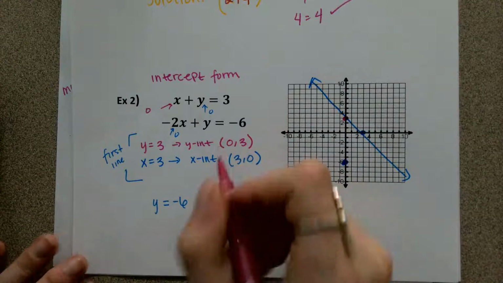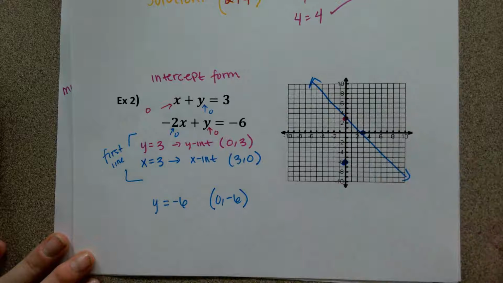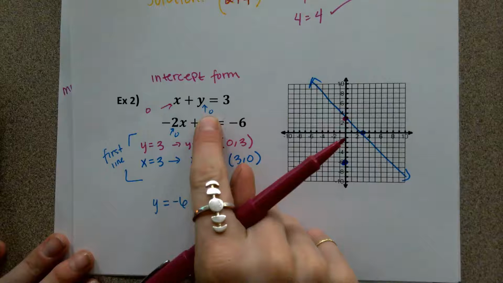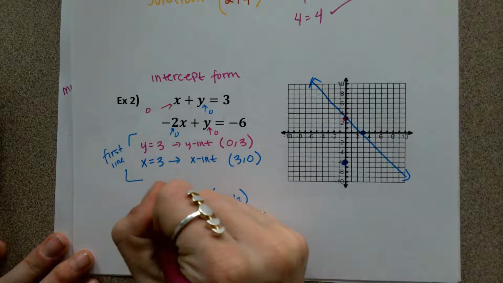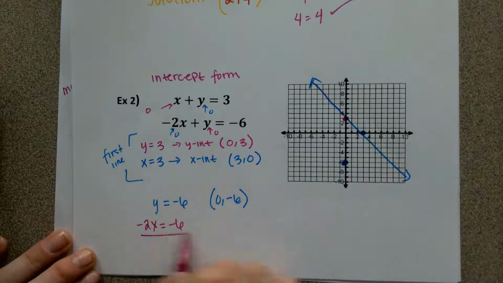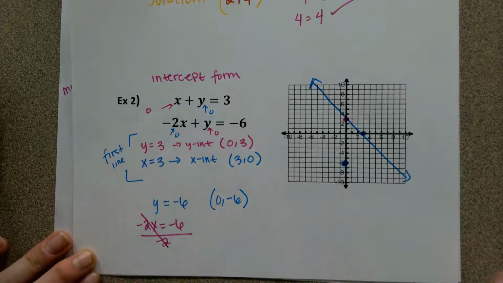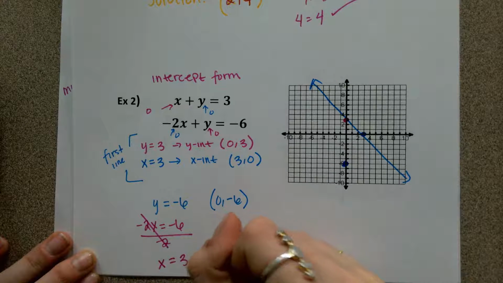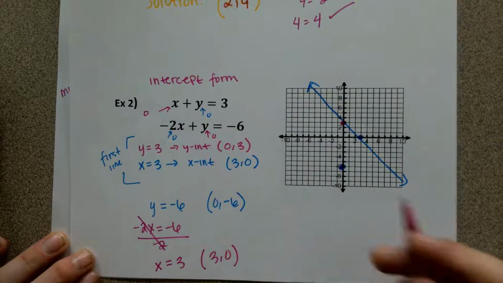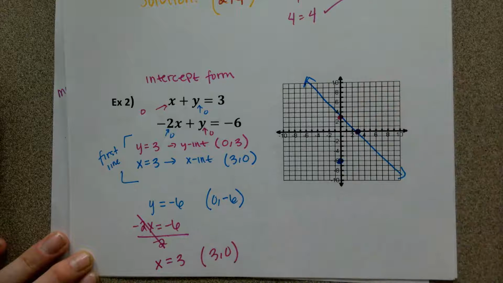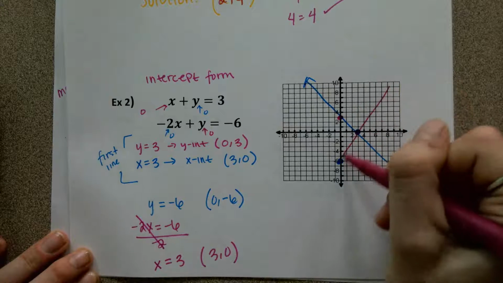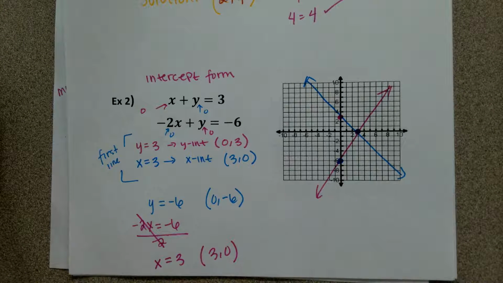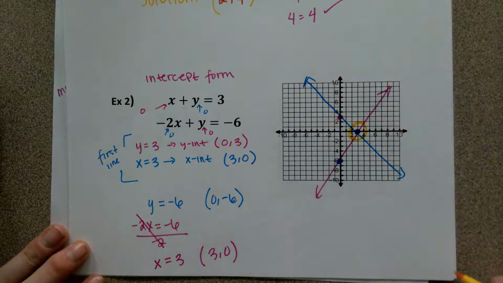Okay, and then I do the same thing, plug 0 in for y, cover it up, and write what's left over. So what's left over is -2x equal to -6. And then we need to solve for x, so we divide by -2 to get rid of that. And we're left with x equals +3. So my x-intercept is (3, 0). Once again, just connect those points, and my solution is where those two lines cross.